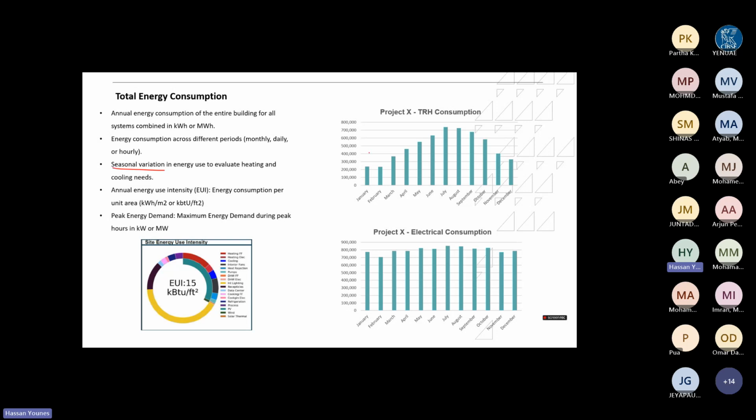Look at seasonal variation. If you see a constant consumption, could be, right? Like in this case here, kind of a constant consumption for electrical. Well, why? Because it's connected to district cooling. So the cooling is a separate utility. So you can see that makes sense here.